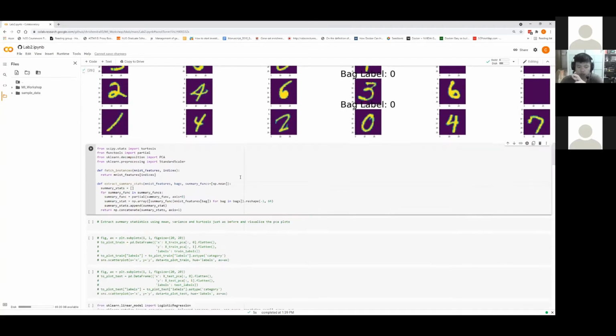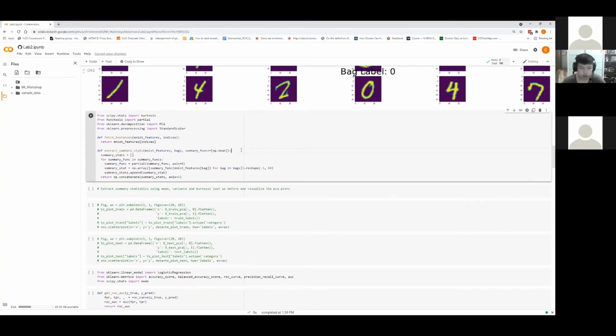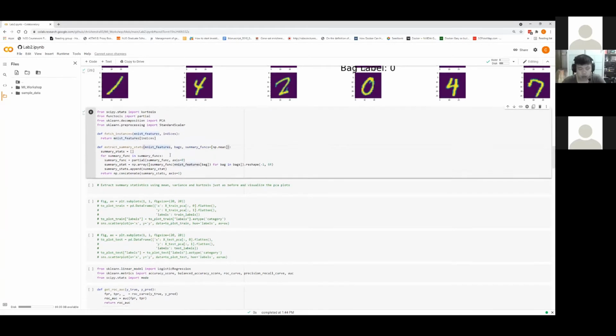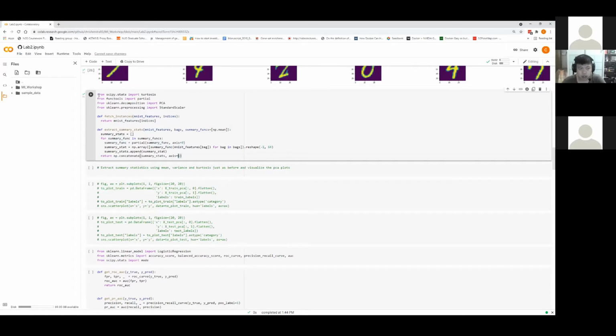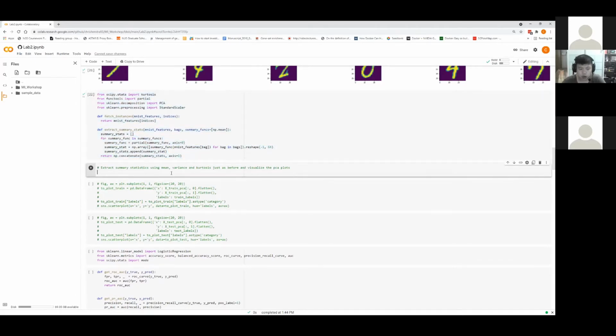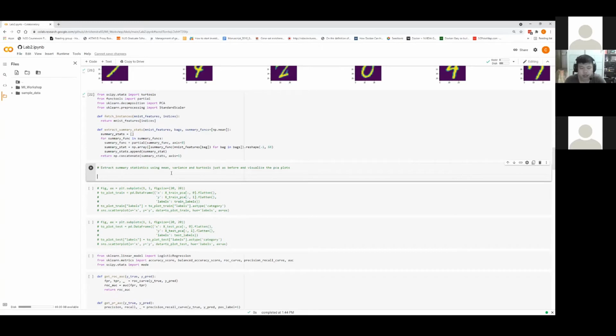Yes, and so now let's try to work with this representation. Let's run this thing here. What we're going to do is extract some summary statistics just as before. Previously in lab 1, I walked you through a bag statistics method in which we just extract summary statistics for each feature, and it worked relatively well before. So as a benchmark, we want to see if it works relatively well now too. So let's extract some summary statistics.